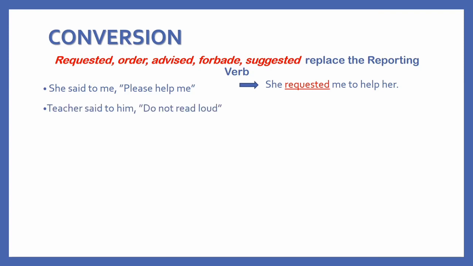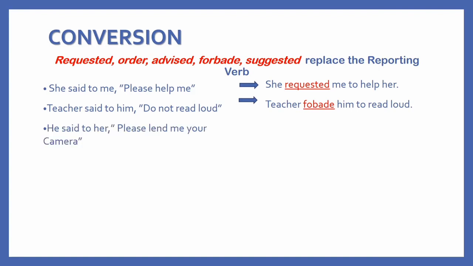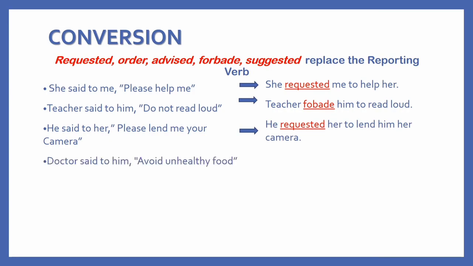The teacher said to him, "Do not read loud." Since the teacher is forbidding him, the indirect speech will become, the teacher forbade him to read loud. He said to her, "Please lend me your camera." In this sentence, he is requesting, so it becomes, he requested her to lend him her camera. Doctor said to him, "Avoid unhealthy food." It's an advice, so it becomes, doctor advised him to avoid unhealthy food.